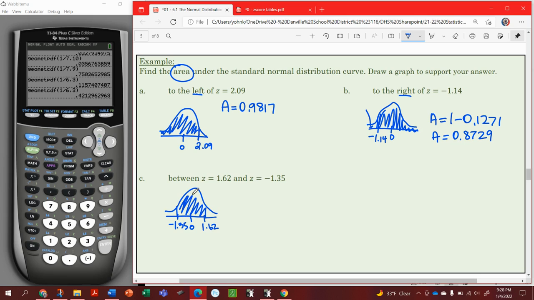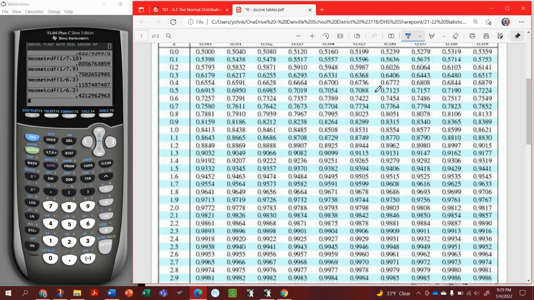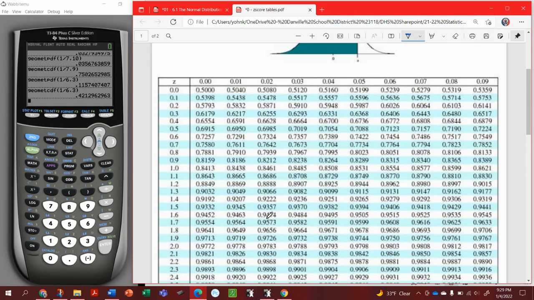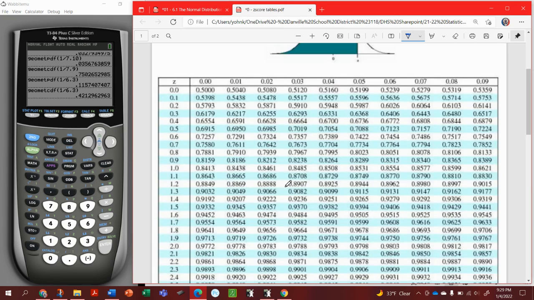Now, if I want to find the area in between, what I'm going to do is look up both of these z-scores on my probability z-score table. And then I'm going to subtract the bigger one minus the smaller one. So I'm going to look up 1.62 first. So if we look up 1.62, I need to go up to the positive side. 1.62 is going to be 0.9474. Then I'm going to subtract whatever my other z-score is, negative 1.35.